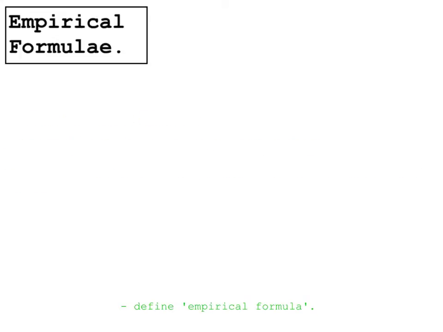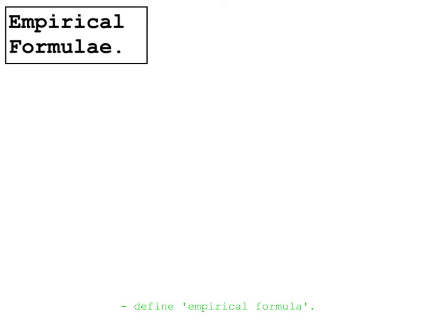So first, what is an empirical formula? The word empirical means basically derived from observation or experiment. So an empirical formula is one that you can work out doing an experiment. You can't always work out the molecular formula, but you can use the empirical formula and other data to work out the molecular formula of a compound.